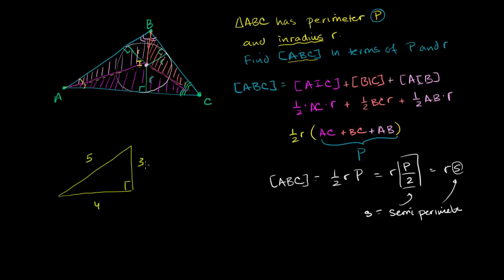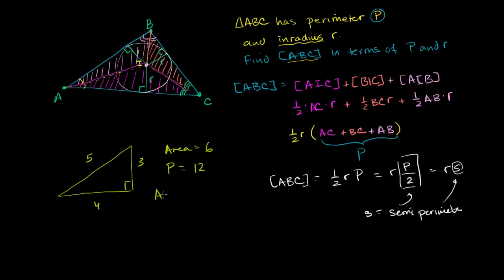So the area is going to be equal to 3 times 4 times 1/2. So 3 times 4 times 1/2 is 6. And then the perimeter here is going to be equal to 3 plus 4, which is 7, plus 5 is 12. And so we have the area.